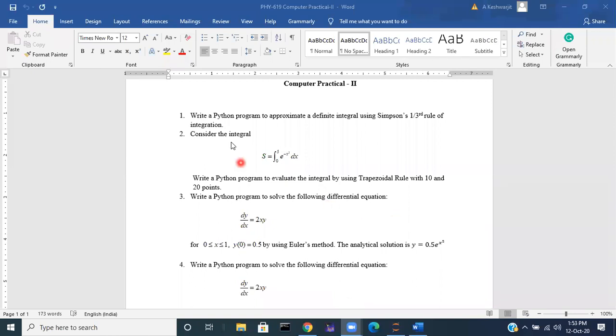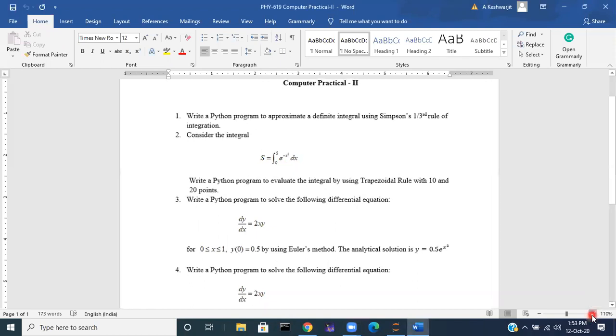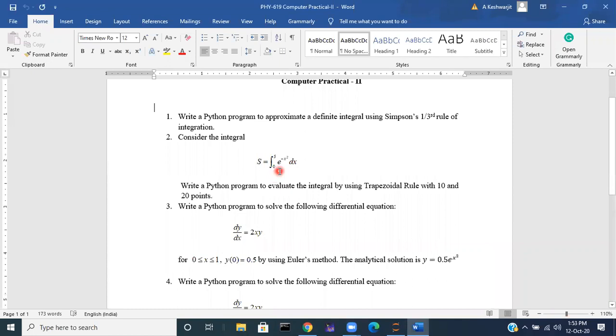So first let us consider this example. Write a Python program to evaluate the given integral by using the trapezoidal rule with 10 and 20 points. So the given integral is e to the power minus x squared, with limits from 0 to 5. Integration of e to the power minus x squared from 0 to 5.